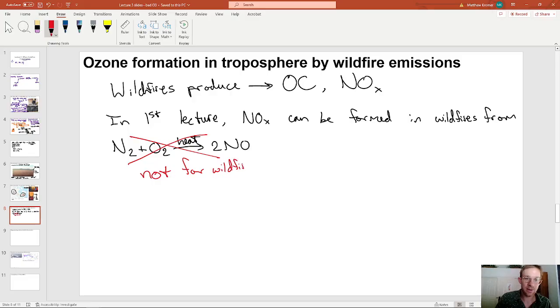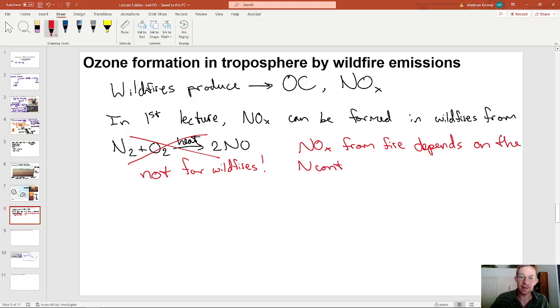So I apologize for the incorrect information there, but the NOx emissions from wildfires are largely dependent on the nitrogen content in the plant matter that is burning. Okay? So that's really important for thinking about ozone formation from wildfire emissions: the amount of NOx that will form is going to depend on the nitrogen content in the plants, where plants, like I said, can be composed of carbohydrates. This is what they are mostly composed of.